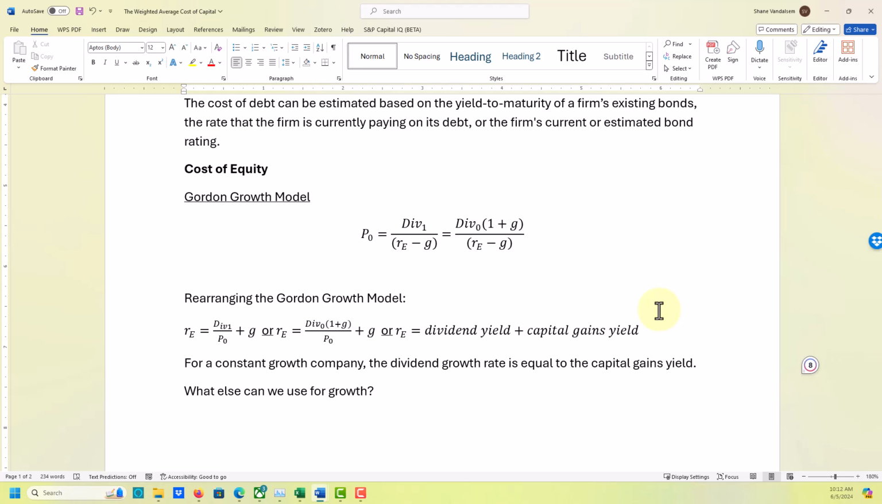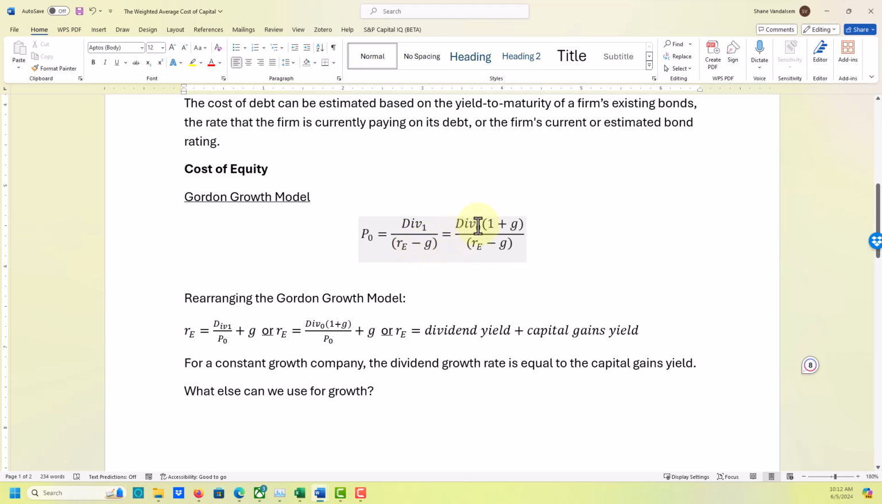There's a number of different ways to calculate the cost of equity. I'm going to demonstrate a couple here. The first one is referred to as the Gordon growth model approach. The Gordon growth model is a model of pricing stocks, and I've got the equation here that says the price of the stock today, P sub 0, is equal to the next annual dividend paid for the stock, Div 1, divided by the required rate of return for equity minus the growth rate.